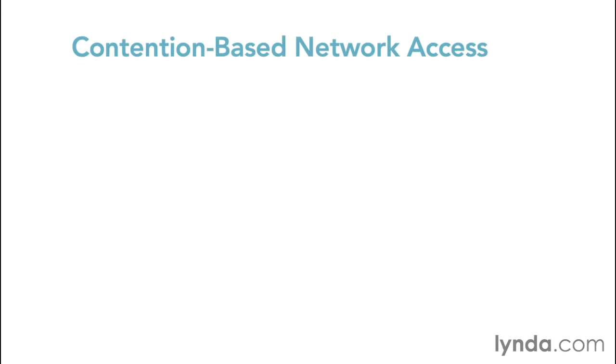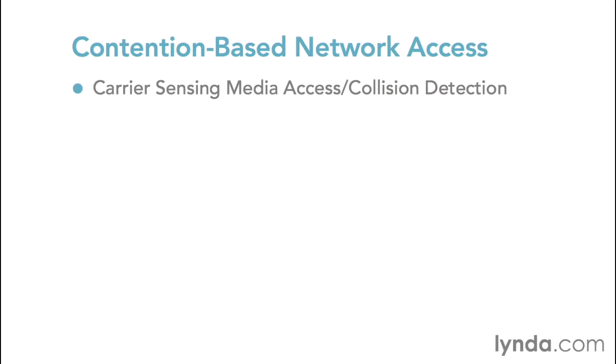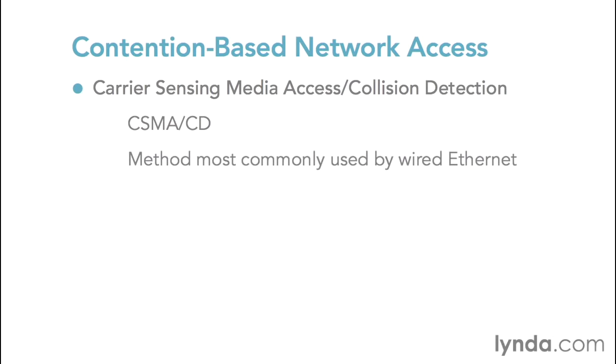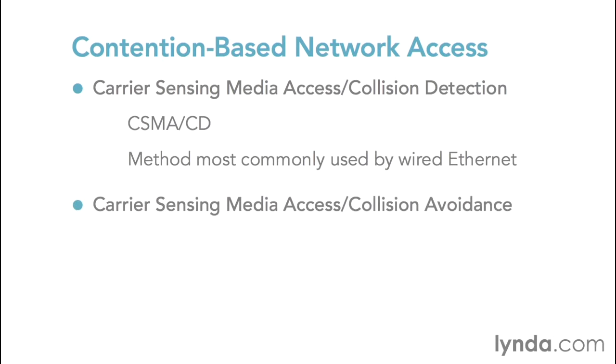One of those is the carrier sensing media access collision detection access method, also called CSMA/CD. This method is most commonly used by wired Ethernet installations. The other contention method that's commonly used is carrier sensing media access collision avoidance, also called CSMA/CA. This access method is most commonly going to be seen in Wi-Fi networks.